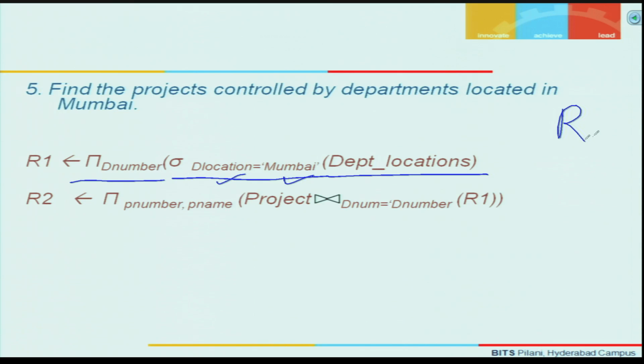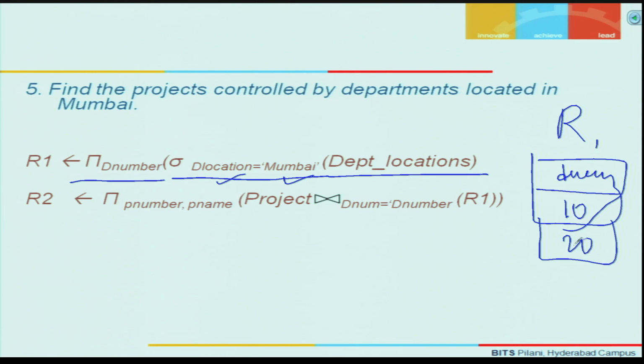And R1 will now contain only one column, that is Dnumber, and these Dnumbers will be, suppose, 10 and 20, meaning that department number 10 and department 20 are located in Mumbai. Now I need to figure out which projects are controlled by department numbers 10 and 20. That gives me the information about the projects which are controlled by the departments located in Mumbai.